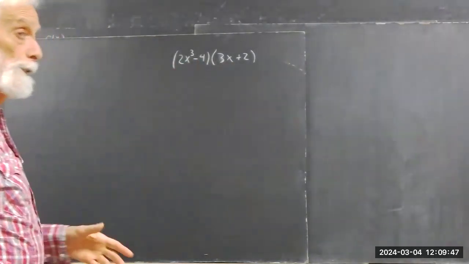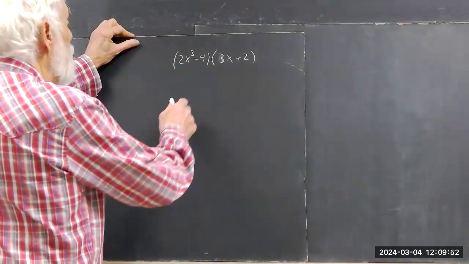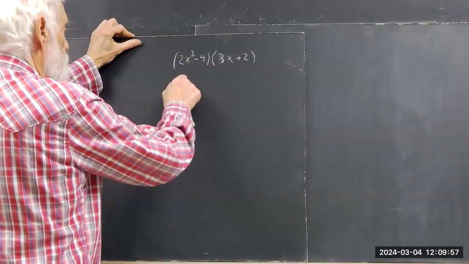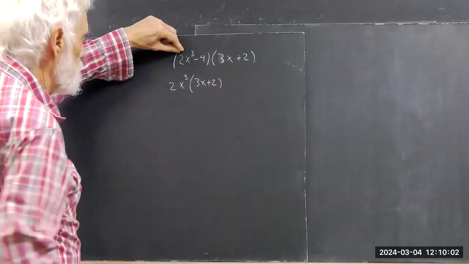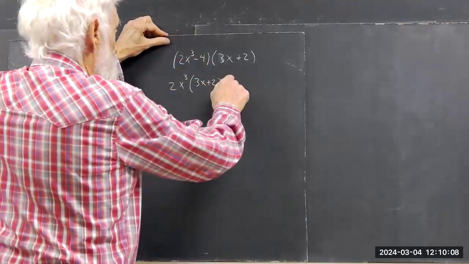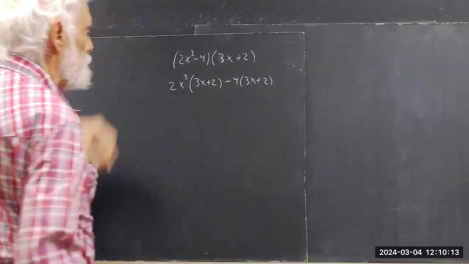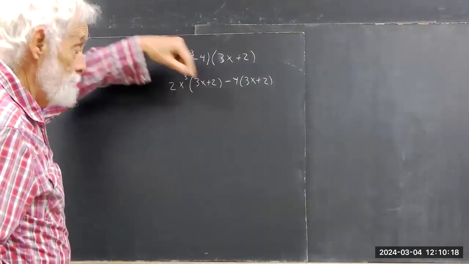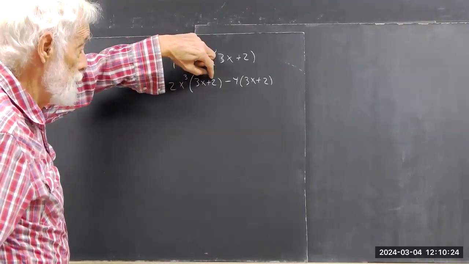You can multiply these using the distributive law. Distributive law says that when I multiply this minus this times this, it's the same as multiplying this. The first term, 2x cubed, multiplies this, but the -4 also multiplies it. Then we use the distributive law again. The 2x cubed multiplies the 3x, but it also multiplies the 2.